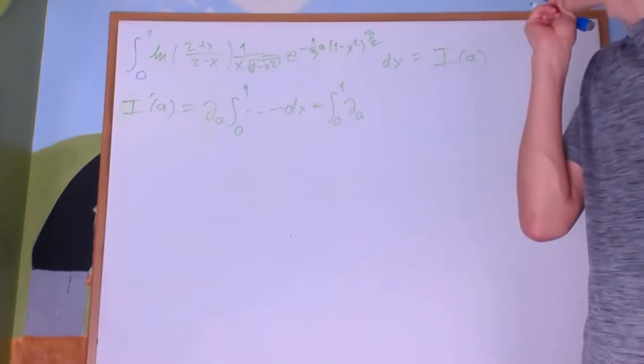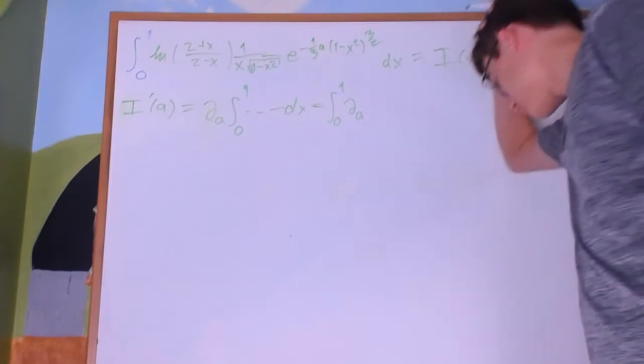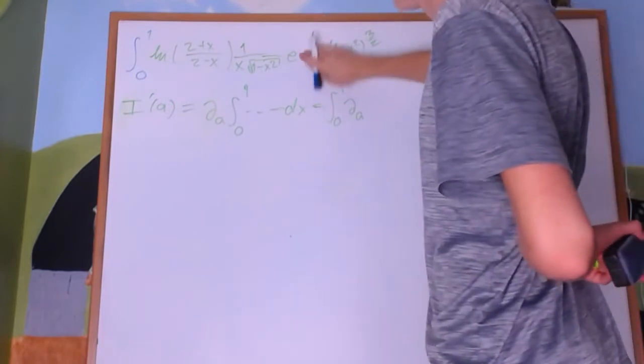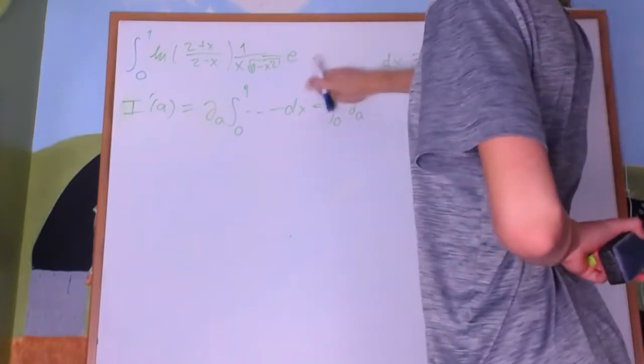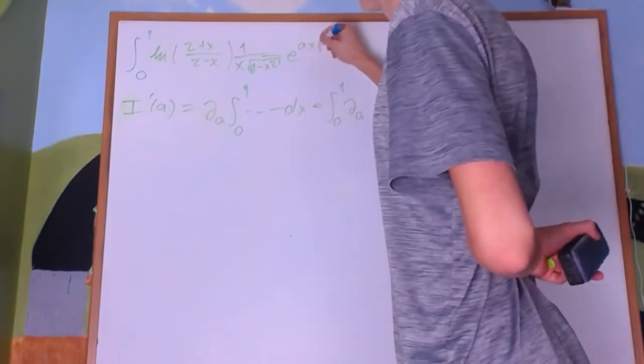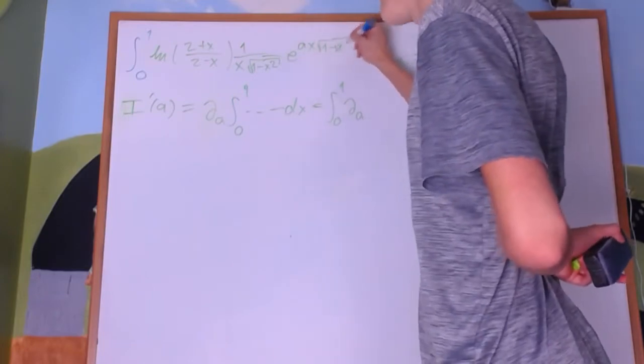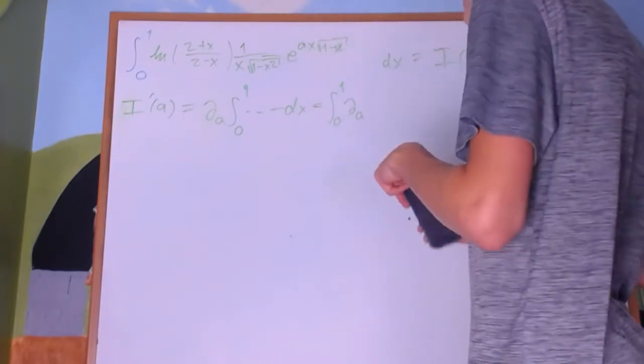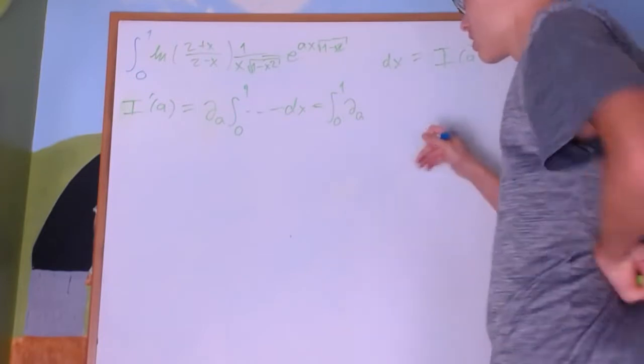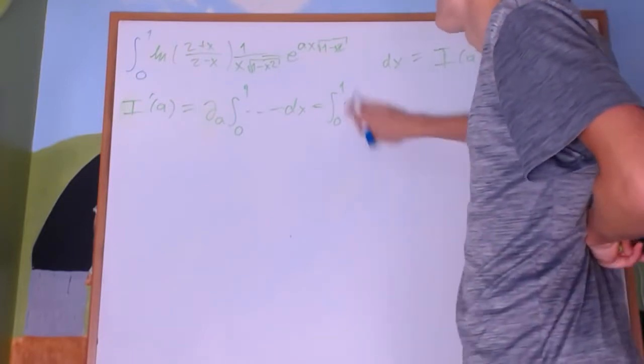Alright. Wait, why did I... I'm such an idiot. I didn't even need to do that. I could have just done ax square root of 1 minus... because you don't take the derivative with respect to x. Why would I... Man, I'm on a roll.